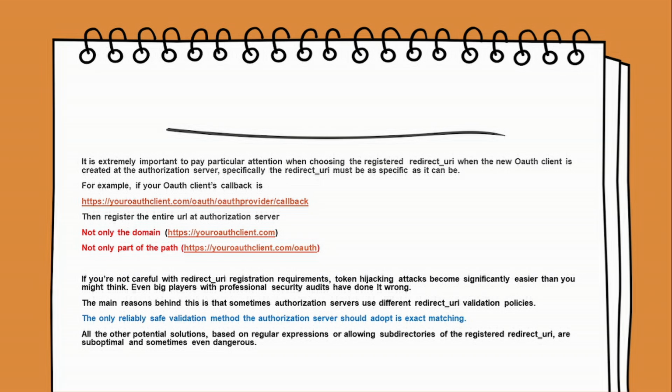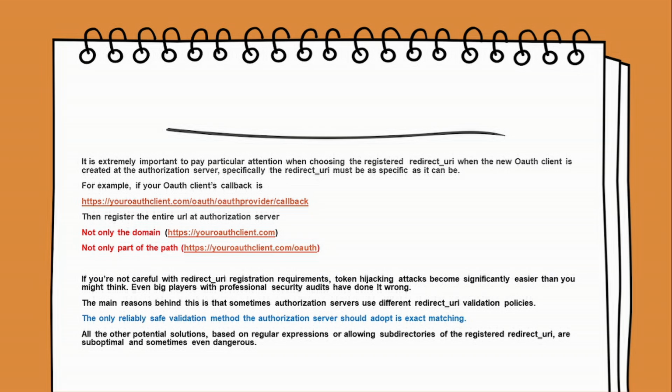You are not supposed to register only the domain or only part of the path, right? Maybe you could register https://oauthclient.com/* or https://oauthclient.com/oauth/something*. You're not supposed to put wildcards and those kinds of things in the redirect URI. Why I'm saying that, we'll understand. But you need to configure the complete address, whatever the application callback or redirect URI is, in PingFederate or any other product.